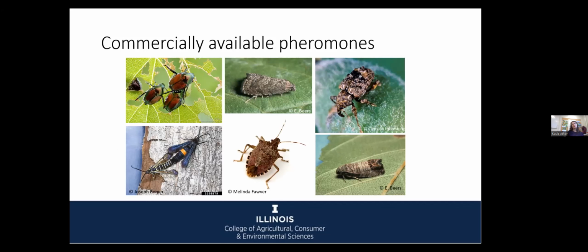So as far as orchard pests go, there are lots of commercially available pheromones out there, and they're not just for orchard pests, but of course, if you're beginning apple production, that's what you're going to be concerned about. A lot of these are used for monitoring and mating disruption. Some of the pests I have here today, I will talk about a bit, some I won't.